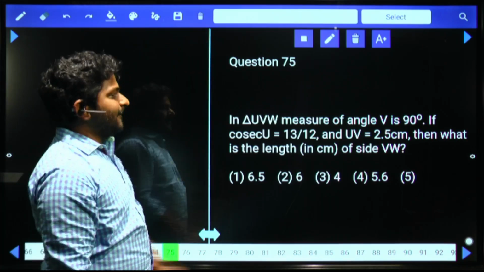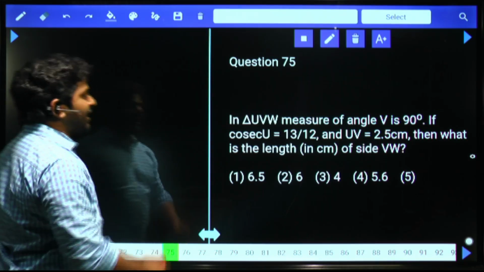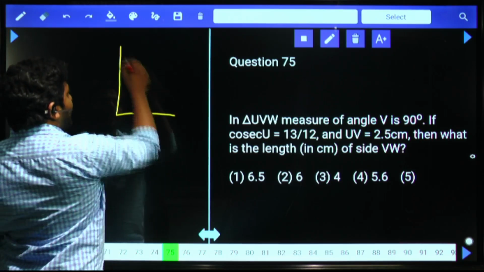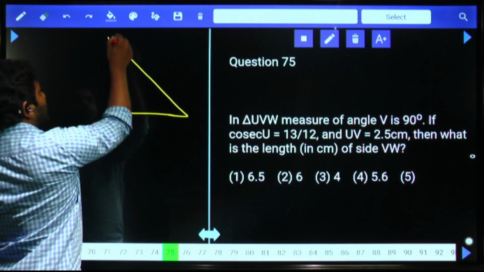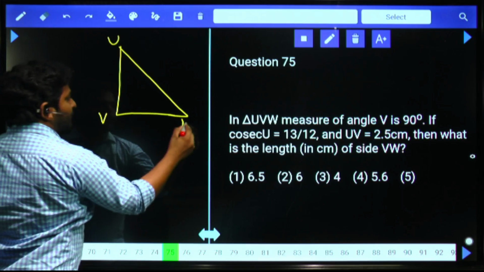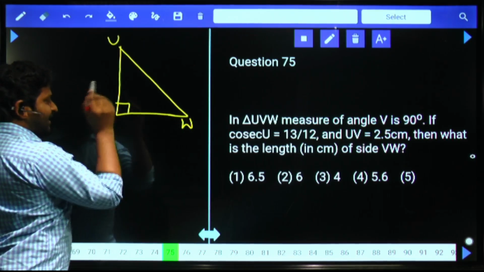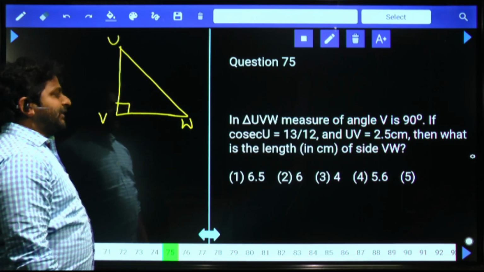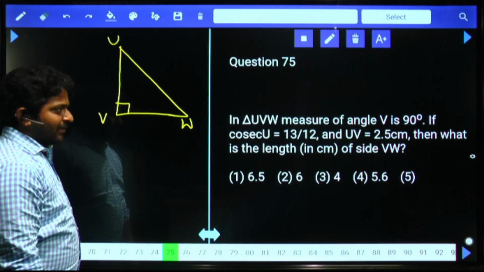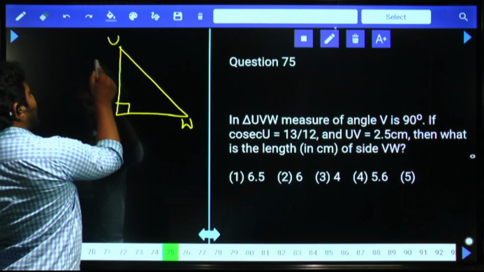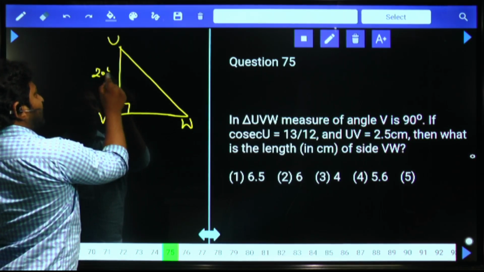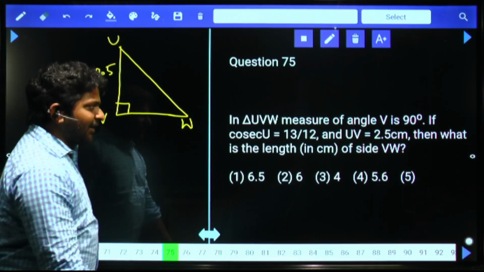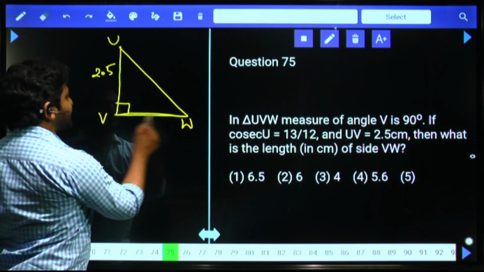Triangle UVW, measure of angle V is 90 degrees. Okay, triangle UVW, right angle is at V. Cosecant U is equal to 13 by 12. Then UV is equal to 2.5. Your question is to identify the length of VW. This is equal to how much?